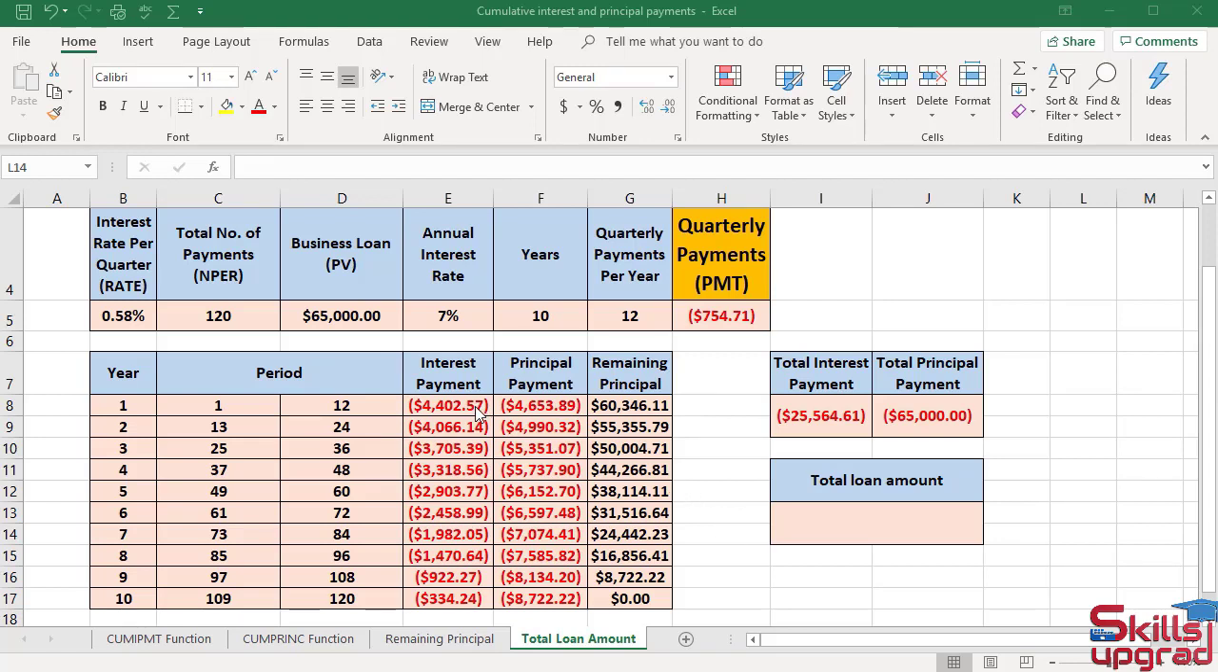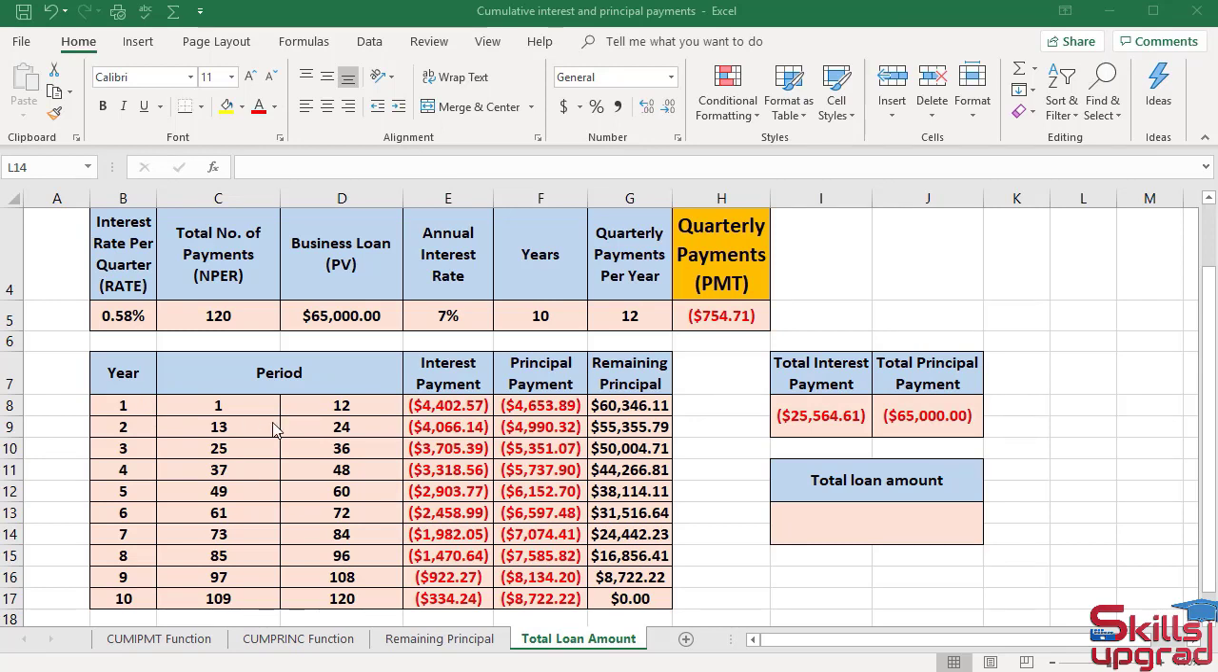This is the value of interest payment. Company will repay this amount with the amount of principal payment to bank at the end of first year. This is the value of principal payment. Company will repay this amount with the amount of interest payment to bank at the end of first year.